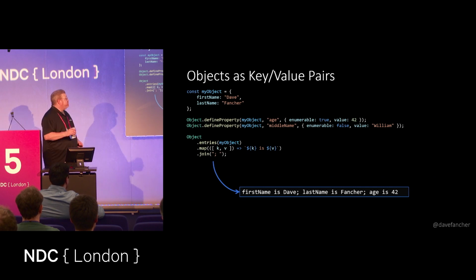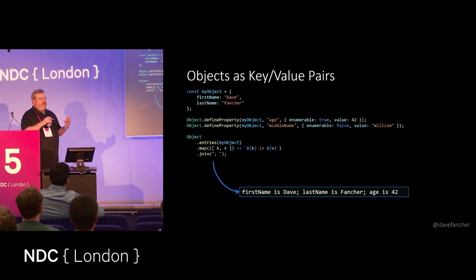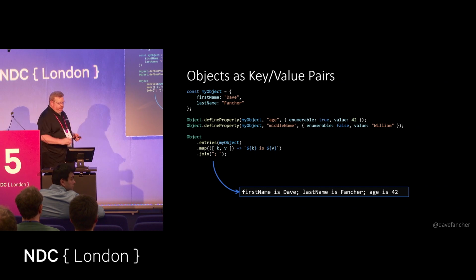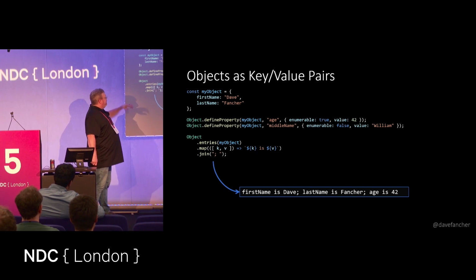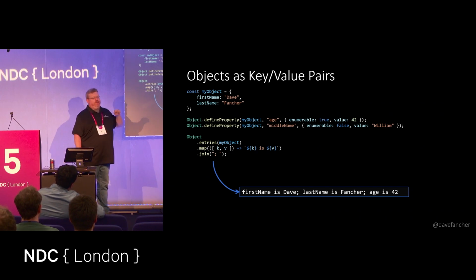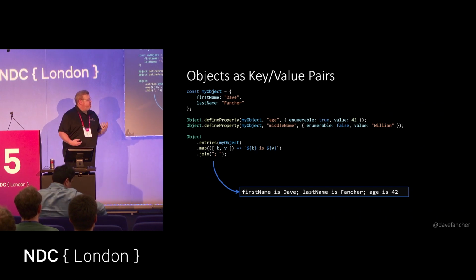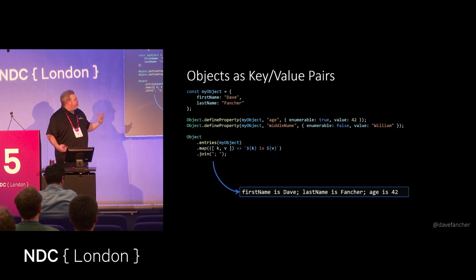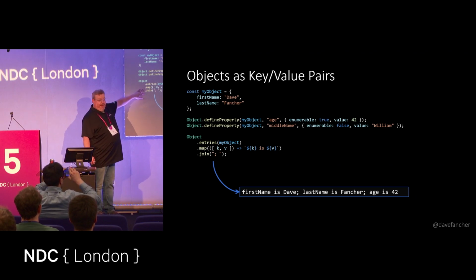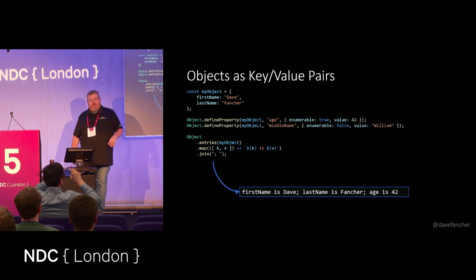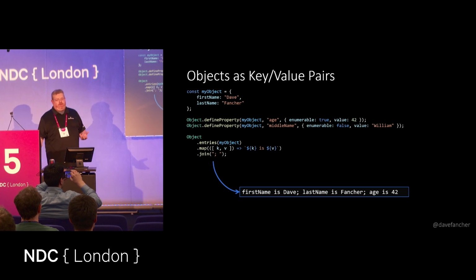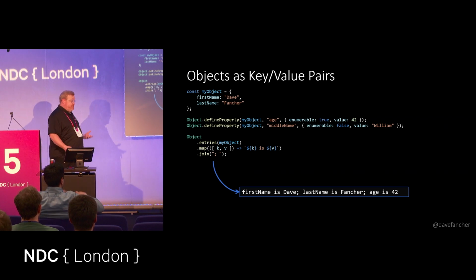But where things start getting really interesting is bringing back both of those pieces of data, the keys and the values, together. So define our object the same way we've been defining it, add a couple of new properties. Then we have the entries function. The entries function gives you an array, hence we're calling map, an array of keys and values, which you can then operate against as you please.